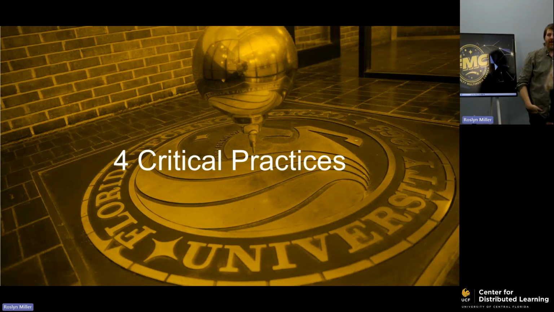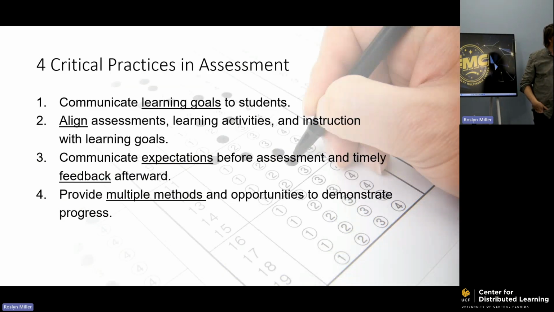Okay. So I guess now let's talk about these 4 critical practices that we're going to start with. Kind of sum up what's key in assessment. So number 1 is communicating learning goals. Number 2 is aligning assessments with the learning activities and the instruction, and aligning those with the learning objectives. And then communicating expectations before the assessment and providing timely feedback afterwards, so communication. And then finally, providing multiple methods and opportunities to demonstrate progress.